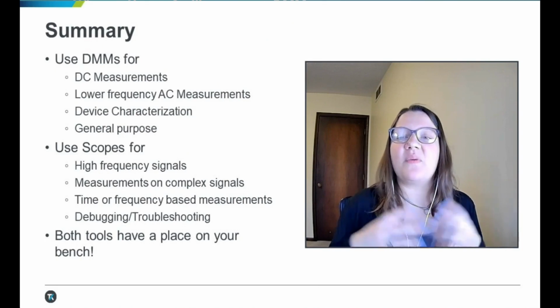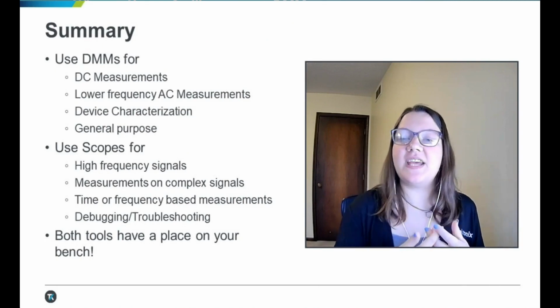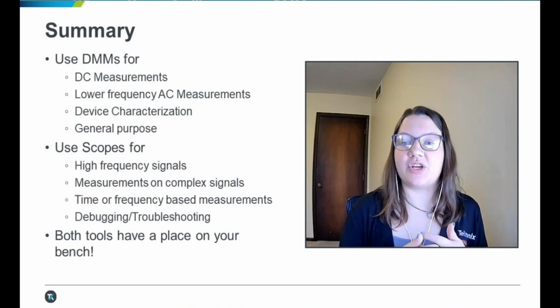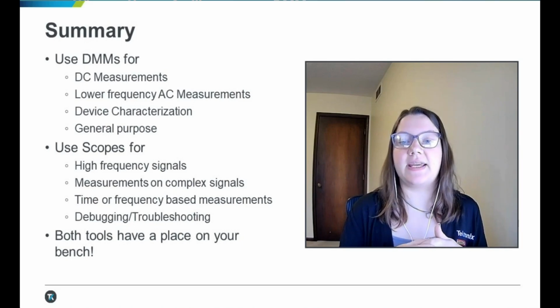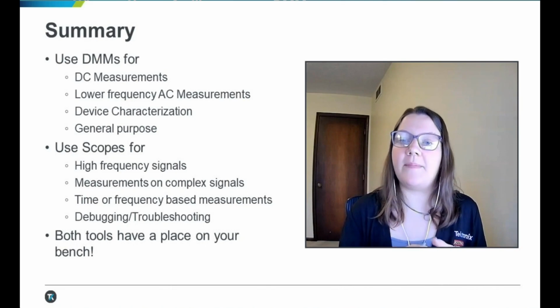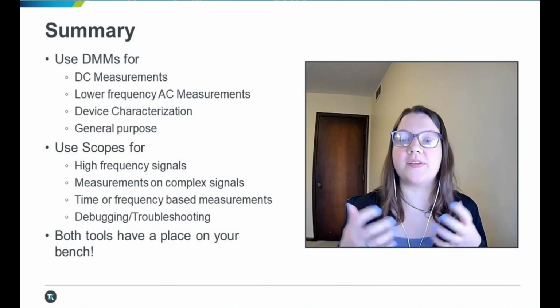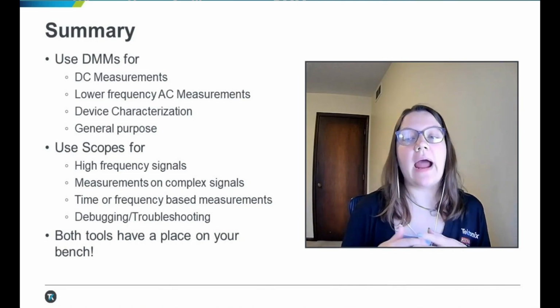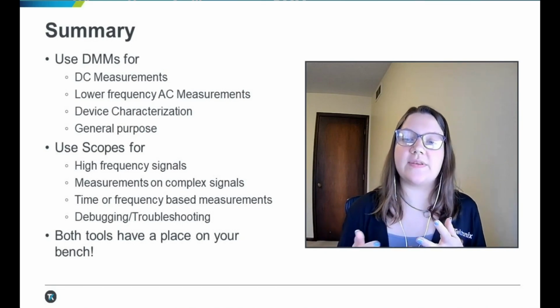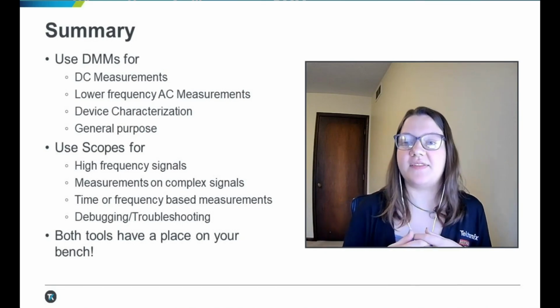So to summarize what we covered today, use a DMM for low frequency or DC measurements, especially for tests like device characterization, where you're caring about the value of the signal. They're great for general purpose use. Use scopes for high frequency or really complex signals, like the kind we would use to transfer data.